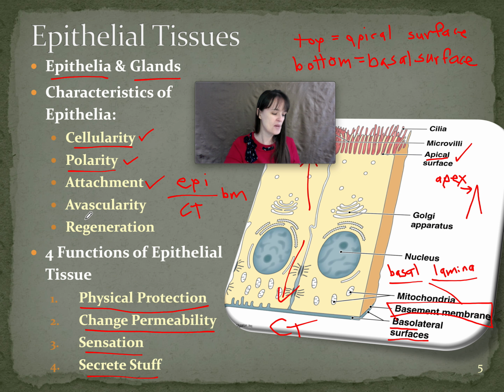And the epithelial tissue is avascular. A means without, vas means vessel. So avascularity means it does not have blood vessels.